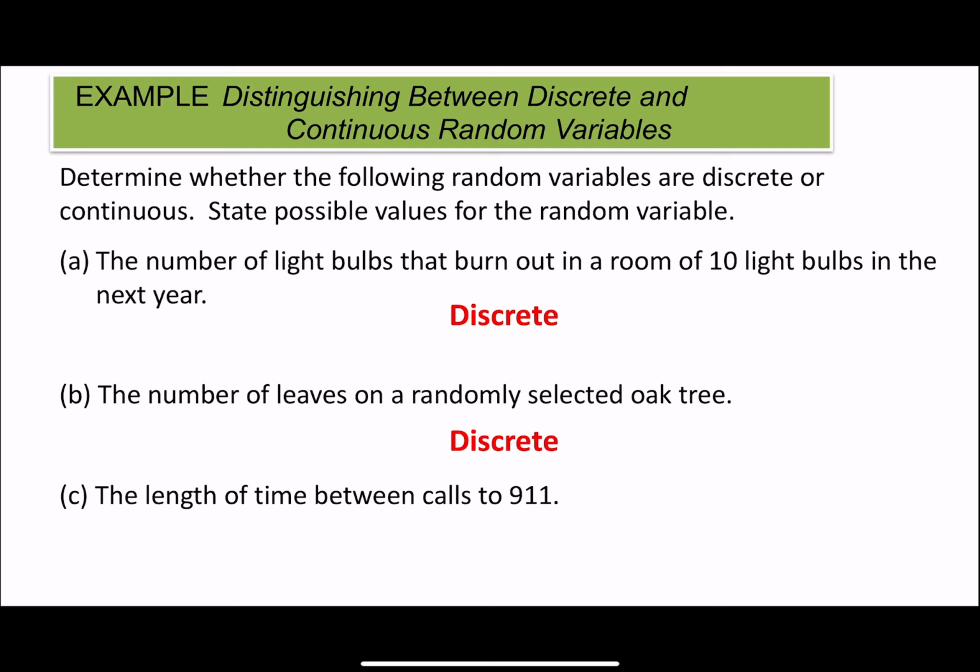Now it may have thousands and thousands of leaves, but they're still countable. You still would not have a continuous line on a graph. How about the length of time between 911 calls?